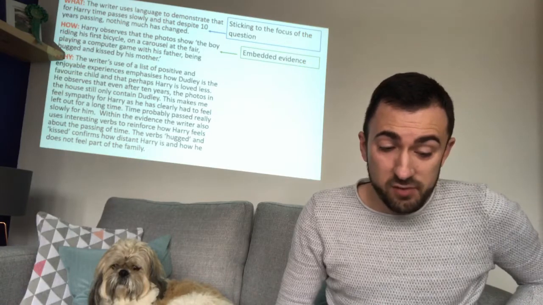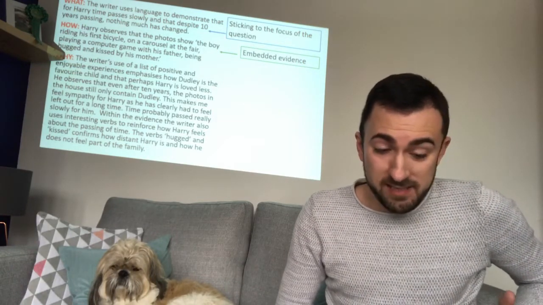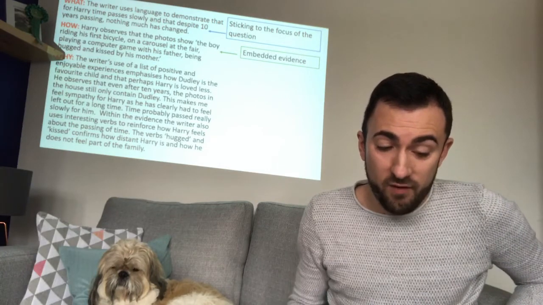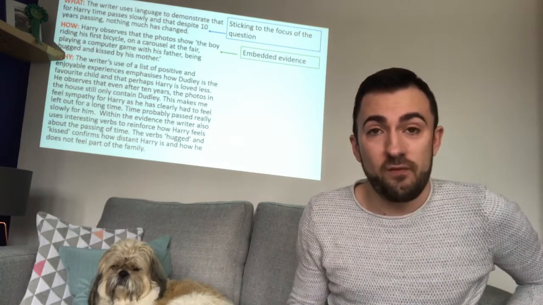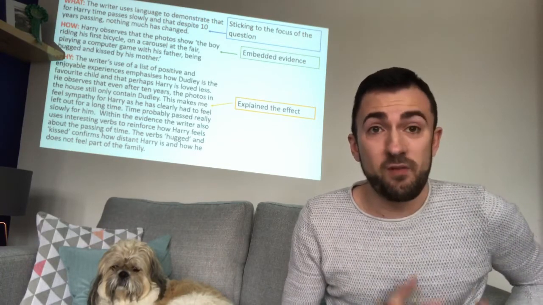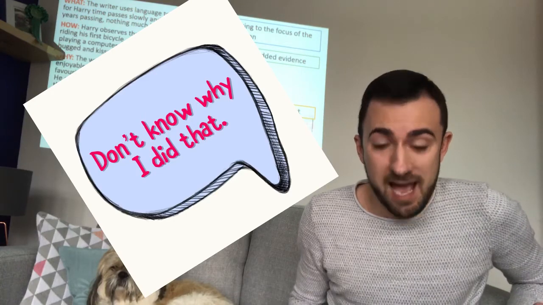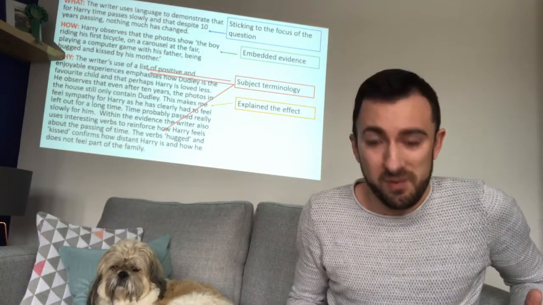Within the evidence, the writer has also used interesting verbs to reinforce how Harry feels about the passing of time. The verbs hugged and kissed confirm how distant Harry is and how he doesn't feel part of the family. You'll notice that I've explained the effect because I've said that it makes me feel sympathy for him. That's me explaining the effect. It's the emotion that it has in me. It might make you feel angry towards the family.